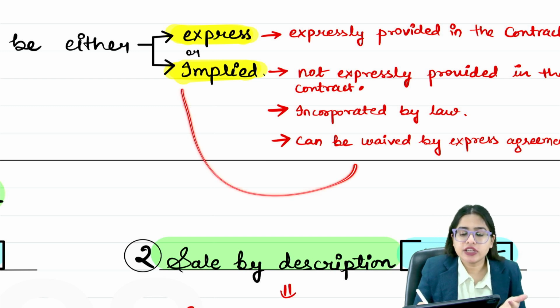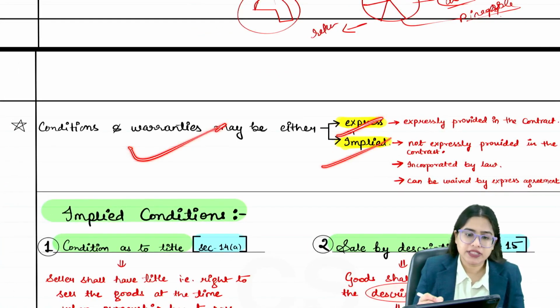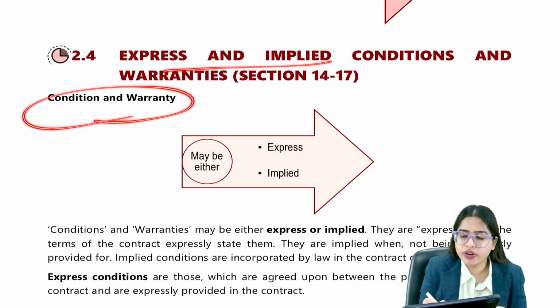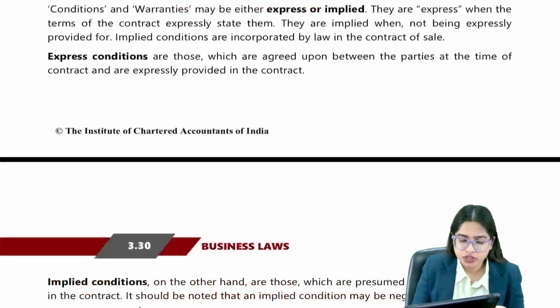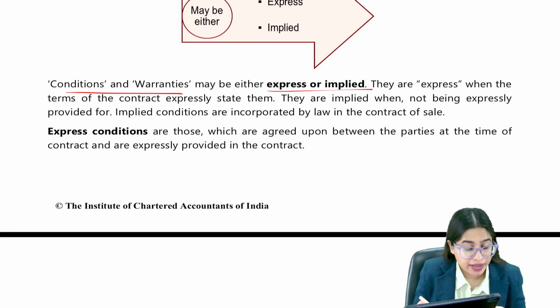So implied condition can be waived by writing in an express agreement. This is about express and implied. Here, condition and warranty, express and implied. A very small point is given here, that condition and warranty may be express or implied.